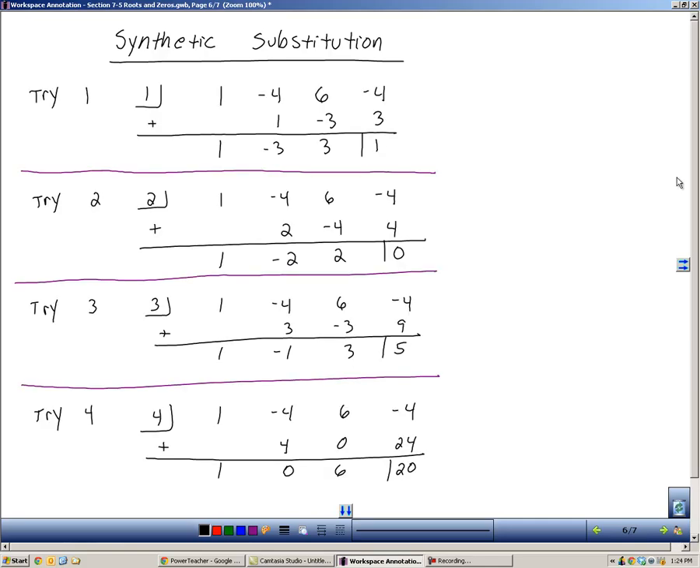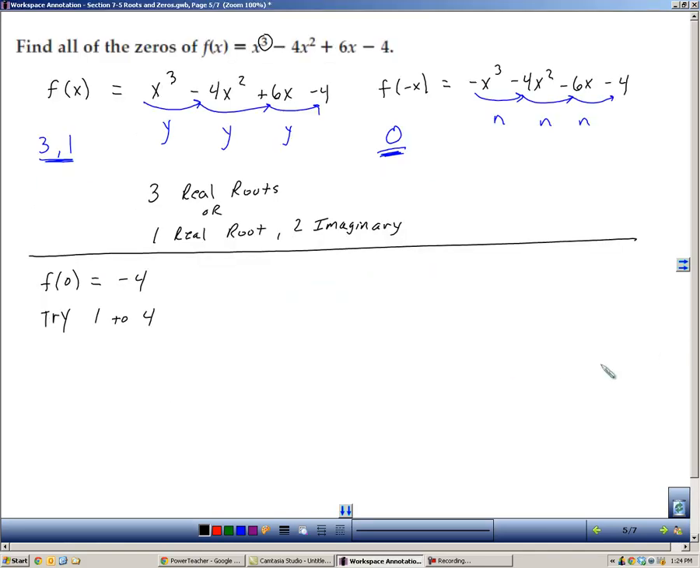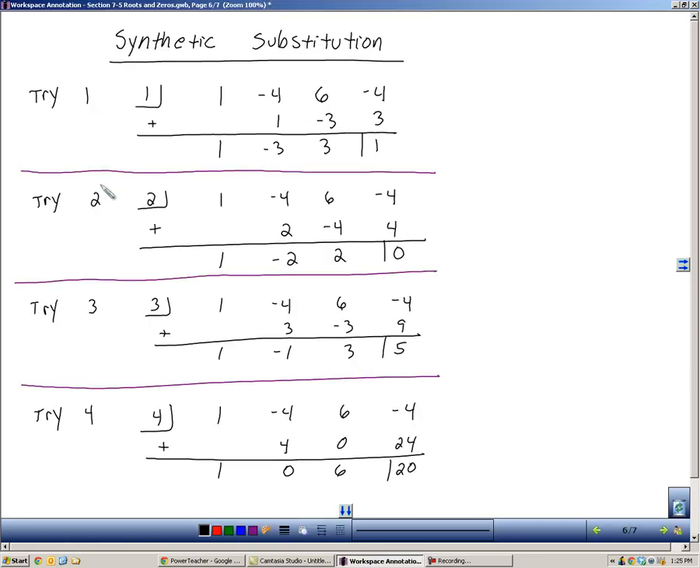So here you see all the work for the synthetic substitution. Remember that we decided to try the numbers 1 to 4, and so over here represents me trying 1, 2, 3, and 4 by using synthetic substitution. So when I do that, I found out that there was a remainder when I tried 1, 3, and 4, but when I tried 2, there was no remainder. The remainder was 0. So 2 we know is one of my solutions. Now here's the beauty of using synthetic substitution. If I would have used just regular substitution and plugged 2 in, I would have found out that it equaled 0, but I would not have gotten this depressed polynomial.